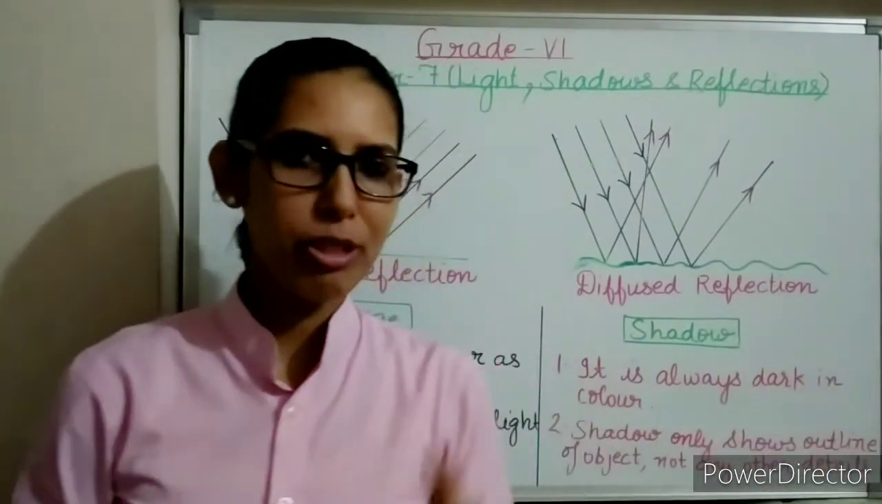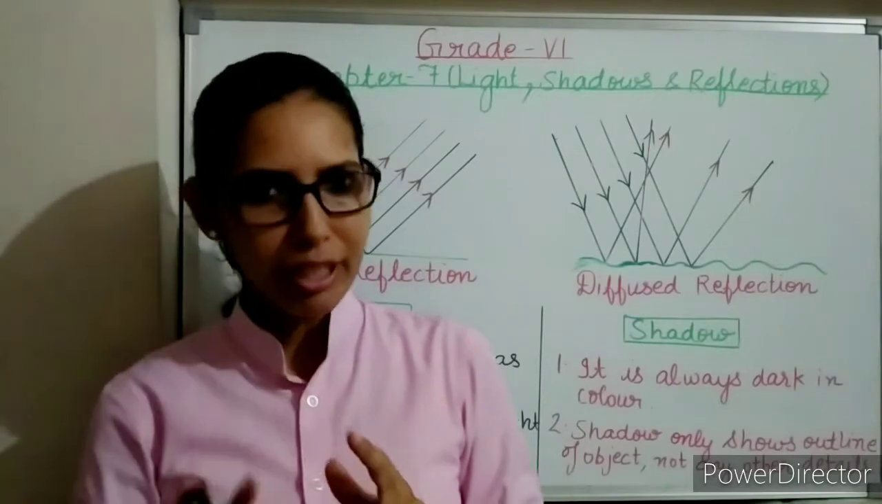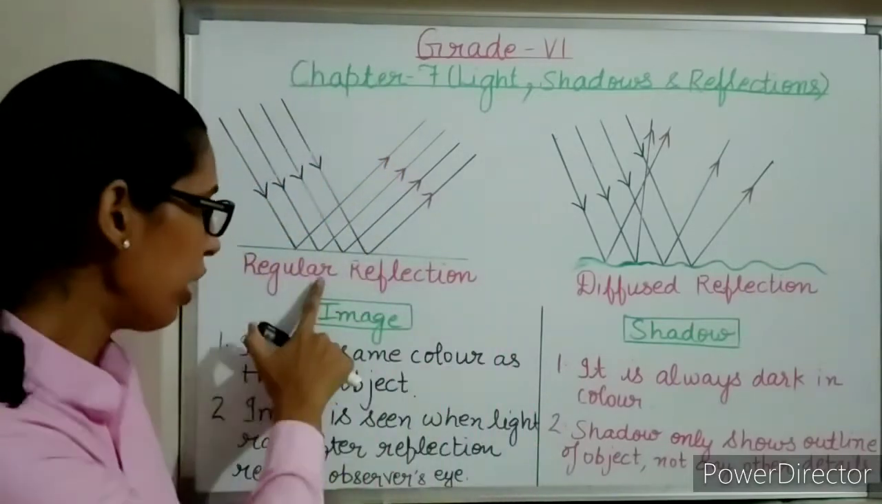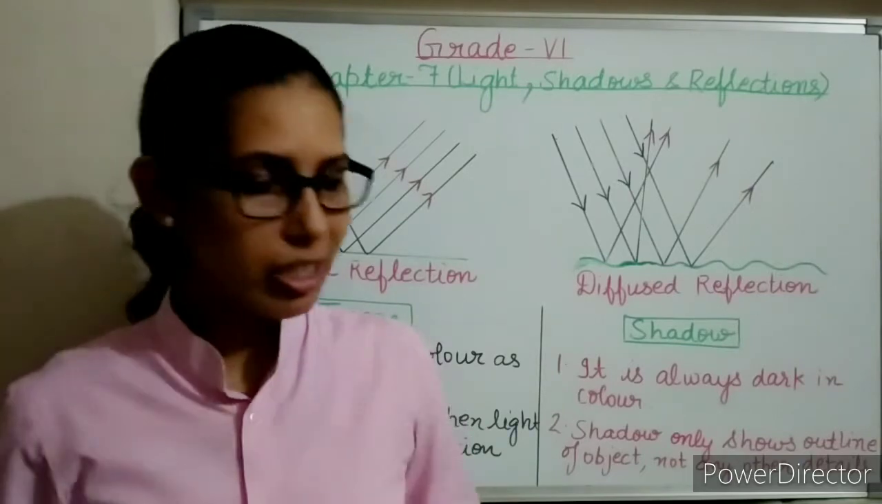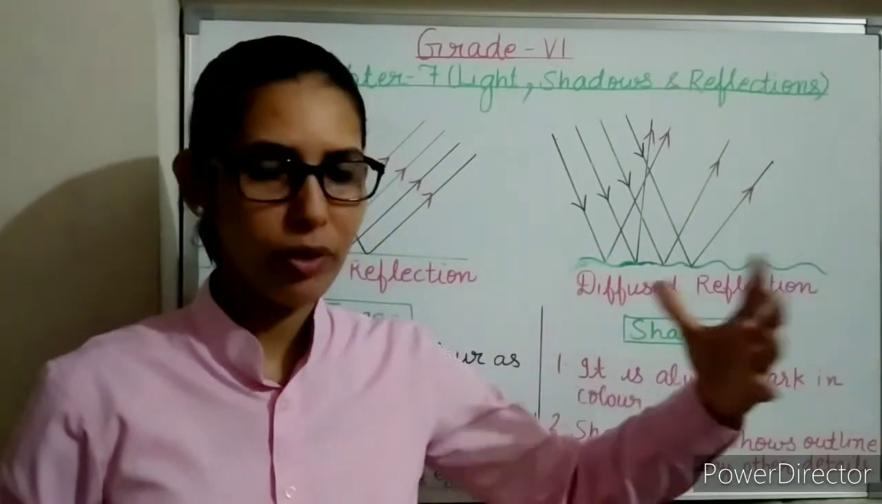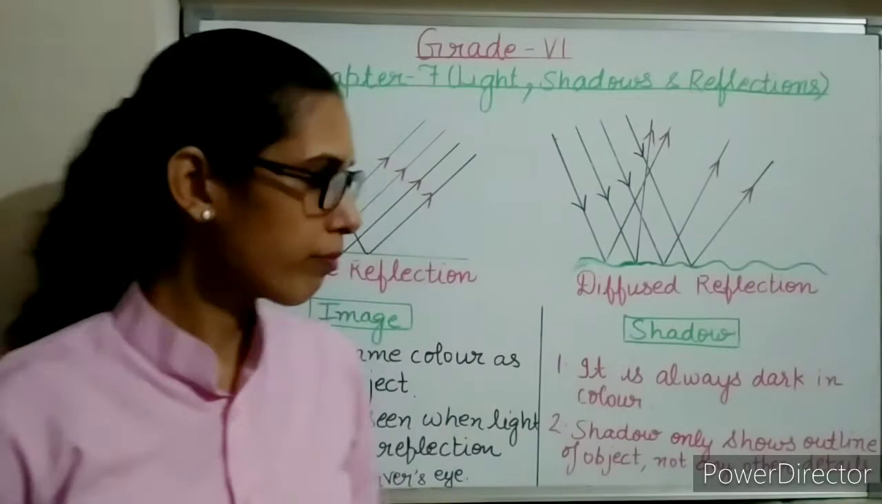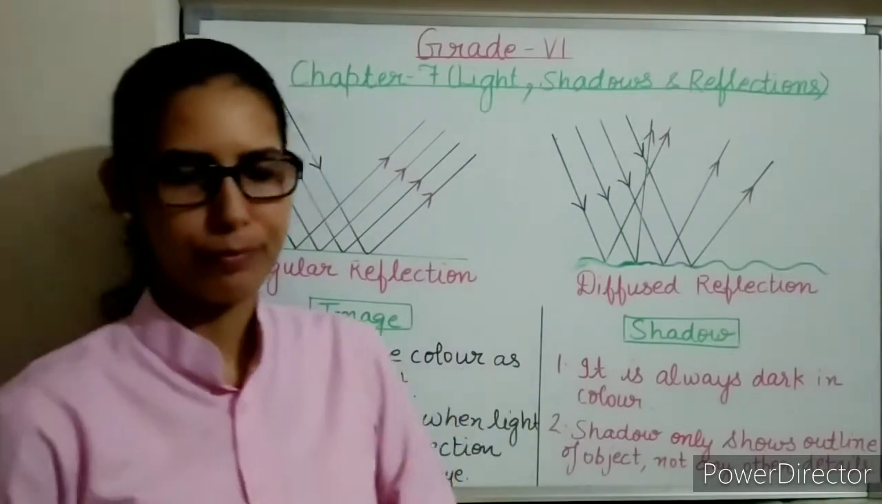Okay, so we are able to see our image because of the reflection, and because of the regular reflection, because a mirror is a smooth, highly polished surface. It reflects most of the light rays falling on it. Okay, I hope now it is clear.